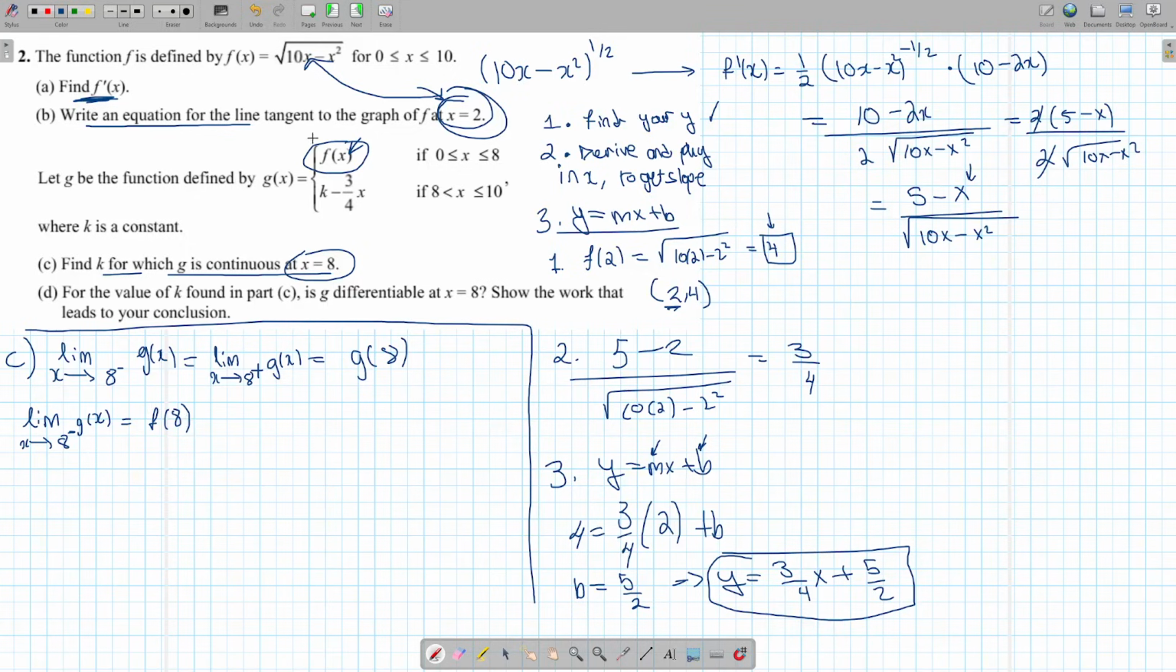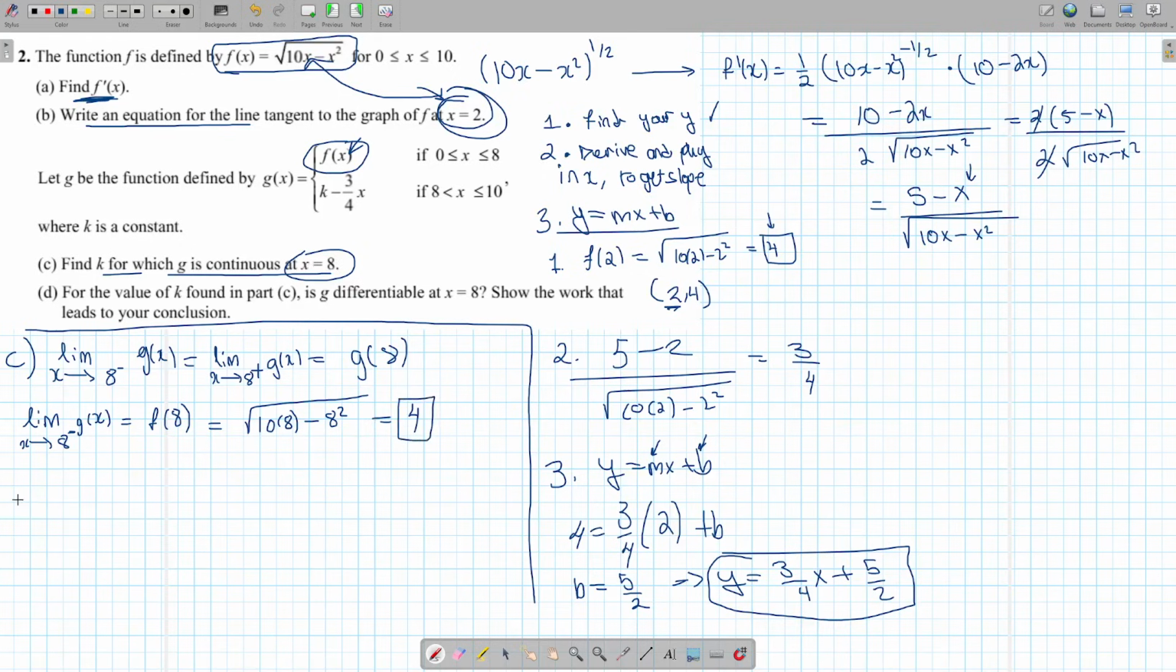What's f of 8? Did we have f of x? Up here we had it, okay? So that means we're going to substitute 8 there. So radical 10 times 8 minus 8 squared, and you're going to get 4. Okay? So you're going to get 4.